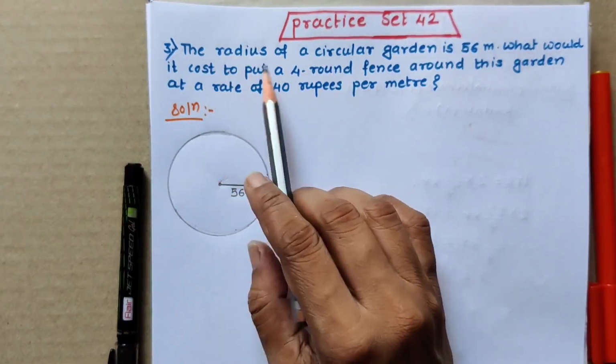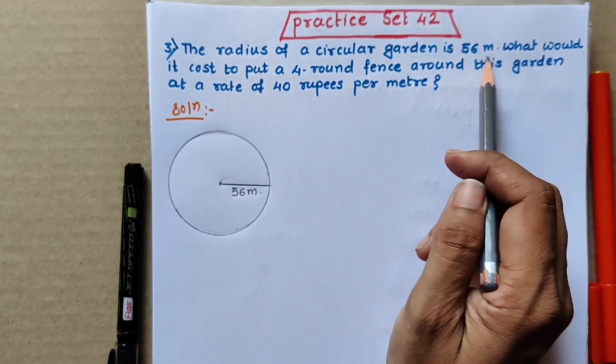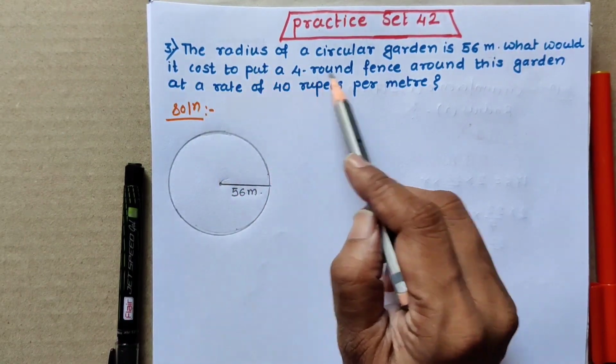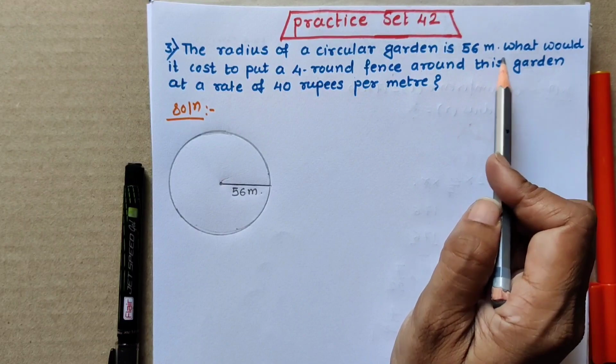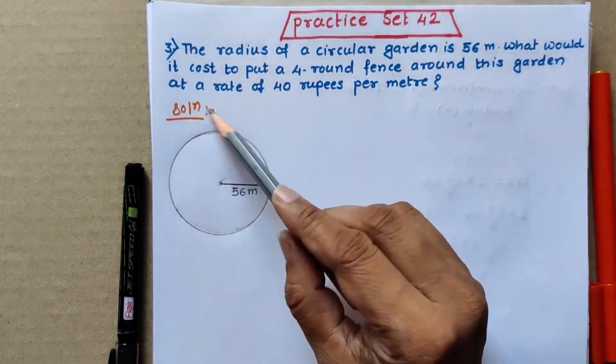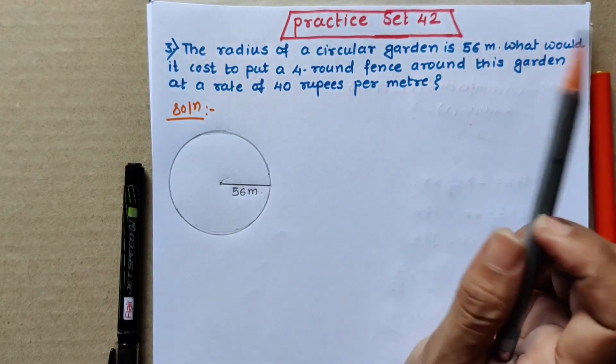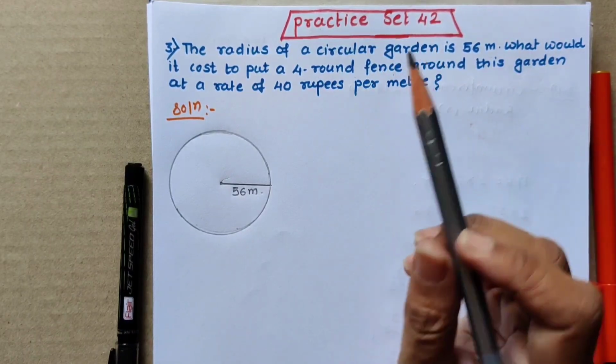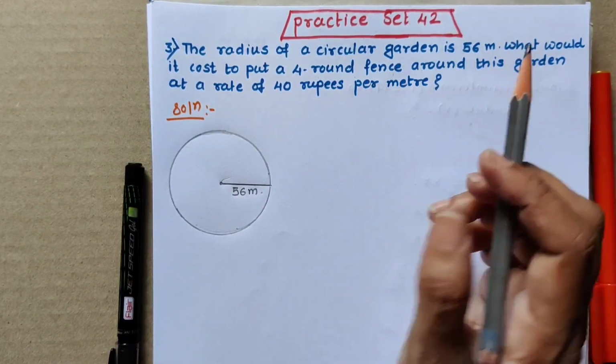Third question. The radius of a circular garden is 56 meter. What would it cost to put a 4 round fence around it, around this garden, at the rate of 40 rupees per meter? So let us first understand the sum. Let us first understand the question and then we will solve it.